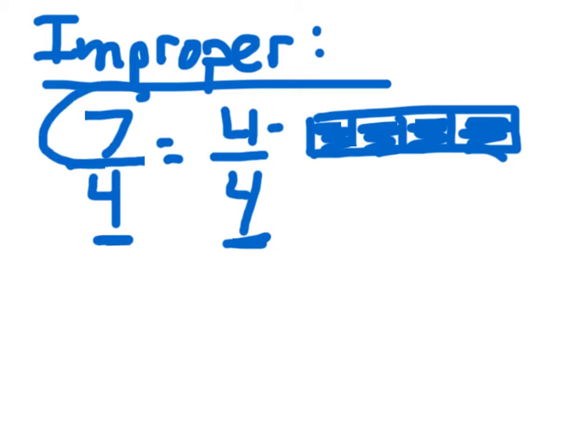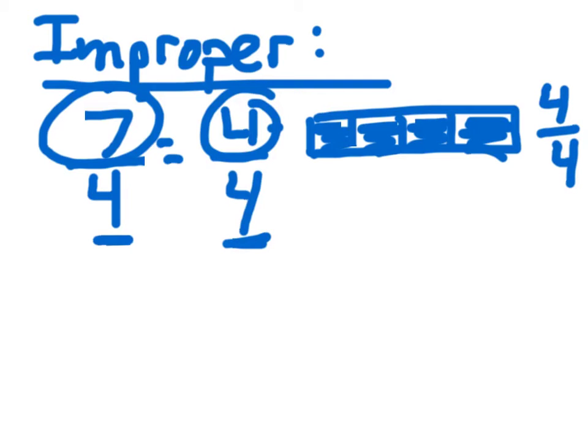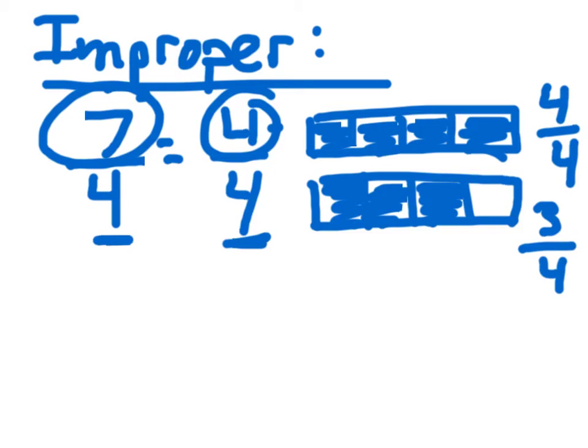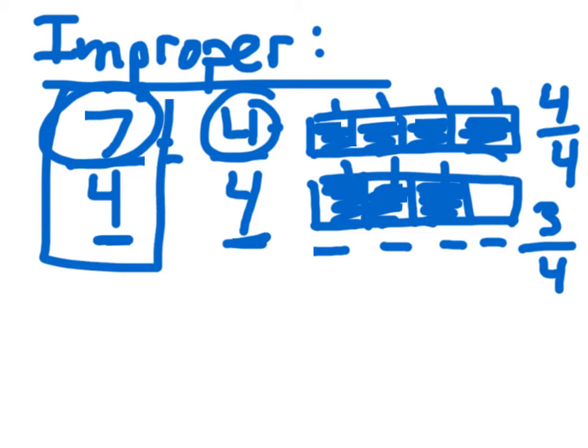How many pieces are left over? What haven't we done yet? We have 4, but we need to get the 7. So there's 4 out of 4. We need to get the 7. So that means we need 3 more pieces. So I'm going to draw my bar again, same size, cut it up into 4s again, and this time we have 3 of them. And there's the improper fraction for 7 out of 4. We have 1, 2, 3, 4, 5, 6, 7, and each bar is cut up into 1, 2, 3, 4. So that is 7 out of 4.